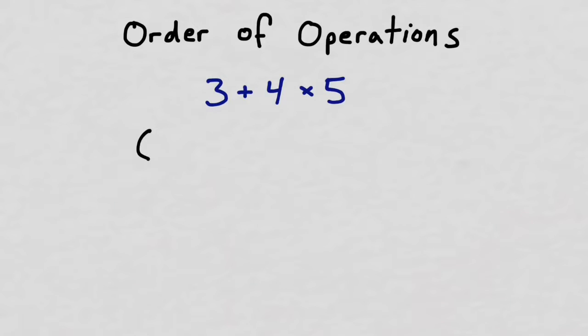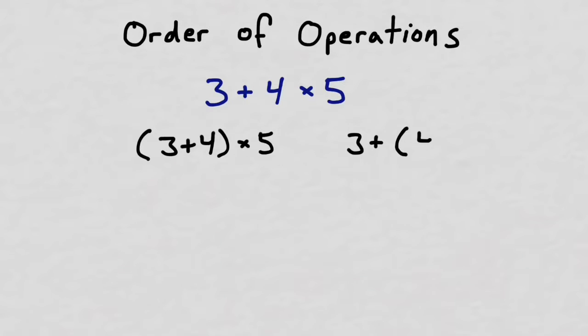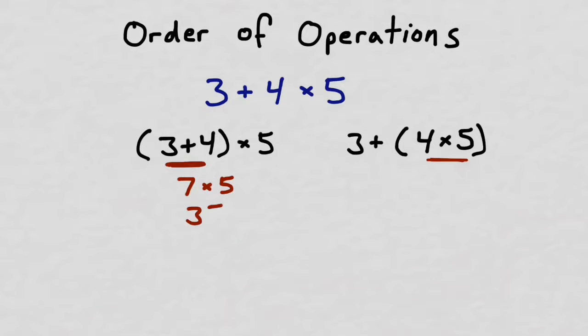So I could add parentheses around the 3 plus 4 and then times 5, or I could add parentheses around the 4 and the 5 and end up with 3 plus 4 times 5. And so that makes it clear because we always do what's inside the parentheses first. So in this first example, we would take 3 plus 4, which is 7, and then multiply that times 5. 7 times 5 is 35. In the second example, we would take 4 times 5 first, which is 20, and then add that to 3, so we would get 23.